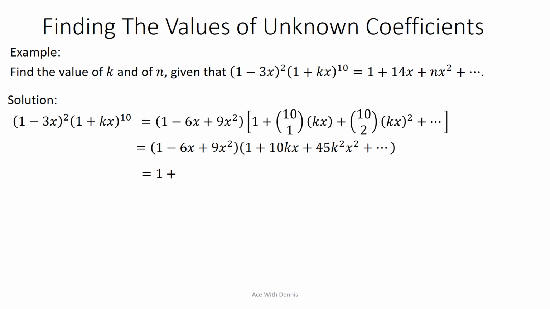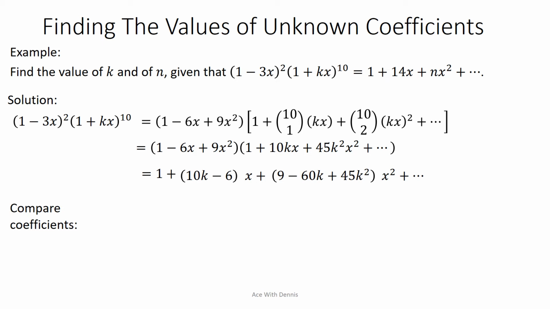Then we expand these two brackets, and we'll get 1 plus something x plus something x squared. Can you see? We start with 1, x, and x squared, and so on. Now what times what gives us x? It is 10k - 6. The next one, x squared, will be 9 - 60k + 45k².